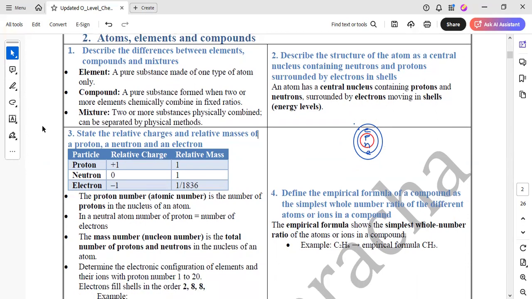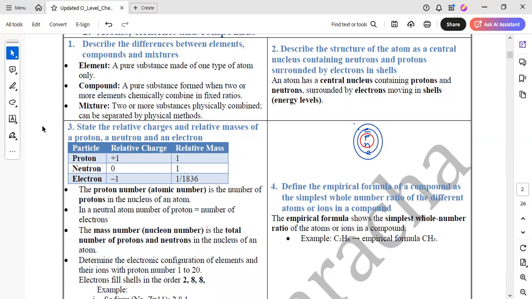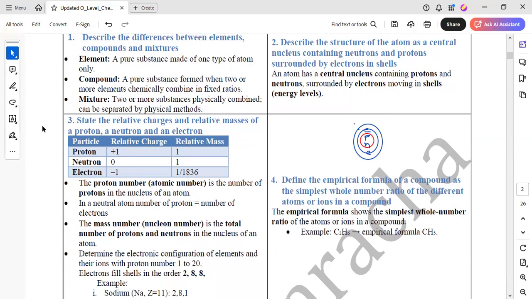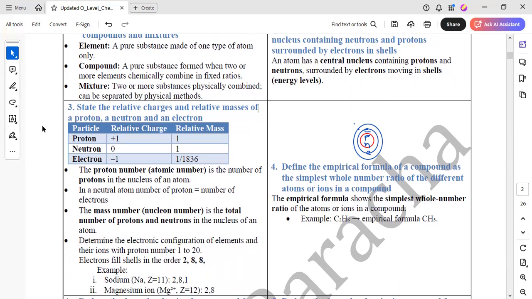Next thing is to state the relative charges and relative masses of a proton, a neutron, and an electron. A proton has a positive charge, plus one. An electron has minus one charge, and a neutron does not have any charge. The relative mass of a proton and a neutron is 1, and for an electron it is 1 upon 1836. That means it is negligible.